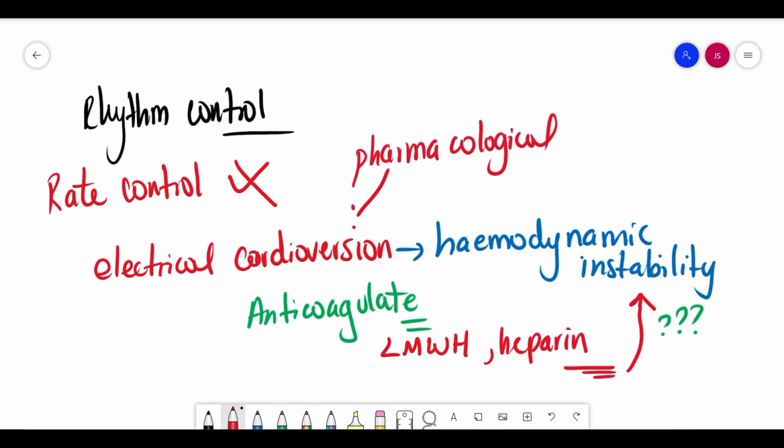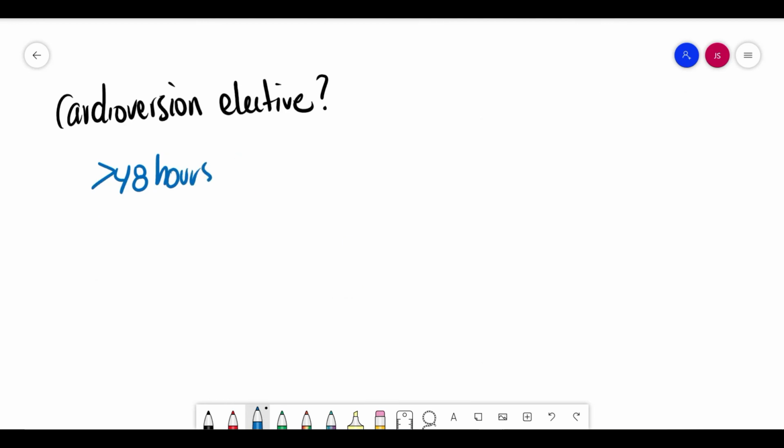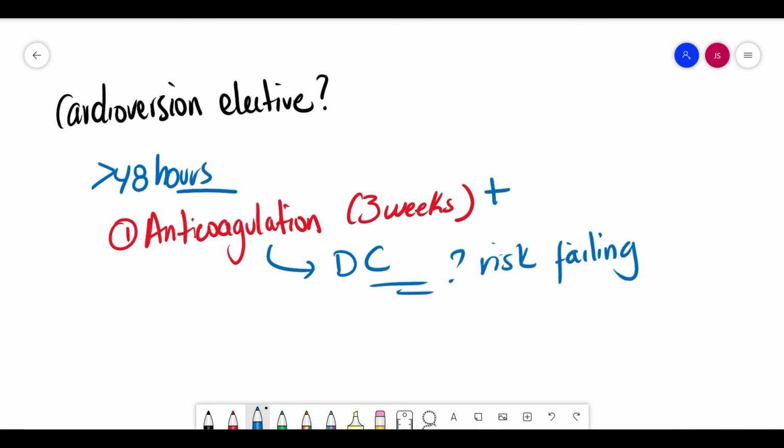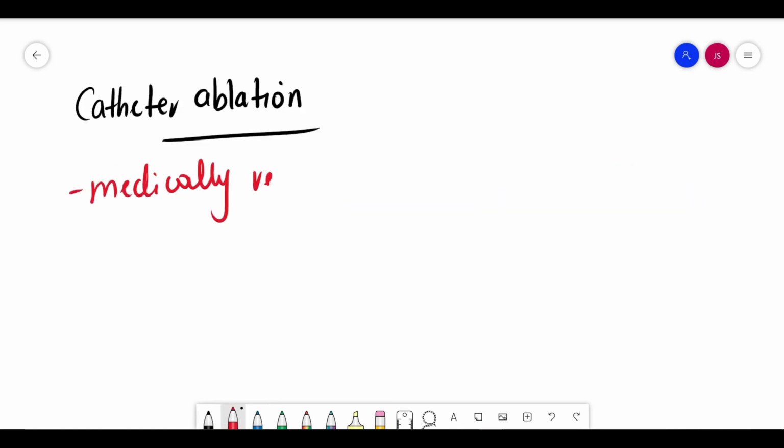Now the option, if the patient's stable, is to do a pharmacological cardioversion with flecainide or amiodarone. You should always follow your local trust policies and the ALS algorithm. We could do an elective cardioversion in patients with AF for more than 48 hours. So we should try to anticoagulate 3 weeks prior to the DC shock or DC cardioversion. And if we think there's a risk of failing with the DC cardioversion, then we should give amiodarone and sotalol together with the anticoagulation. Catheter ablation would be the definitive management. It should be used for medically refractory AF and young patients.